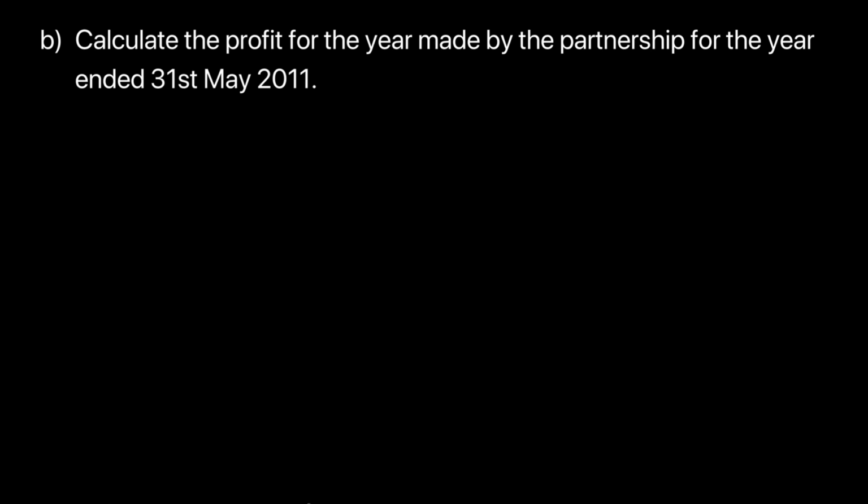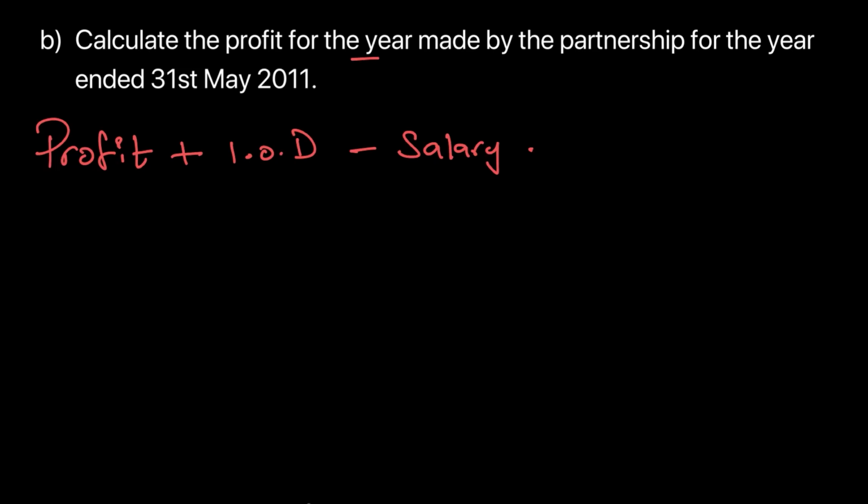So you can see in part B, they're asking us to calculate profit for the year, which was not available. So I can write this down. Whenever I have profit for the year, the first thing I do is add interest on drawings to it. I'm just writing that down as IOD. Then I subtract any salaries that I pay. I subtract interest on capital, and that gives me the residual profit, or the profit available for distribution.